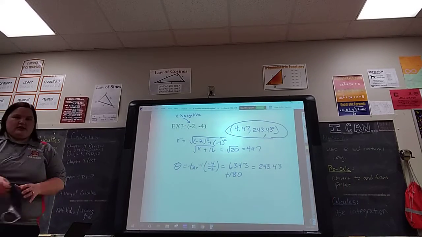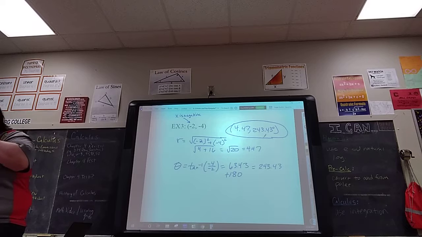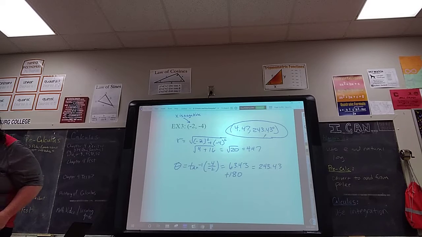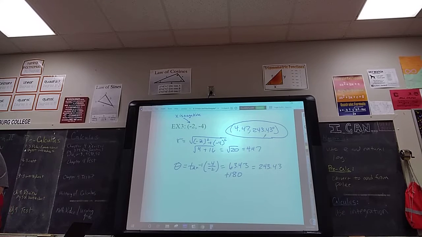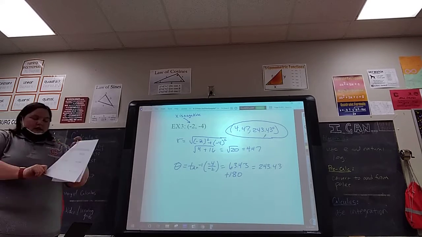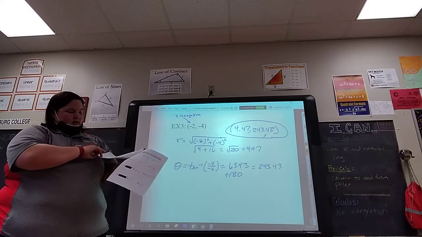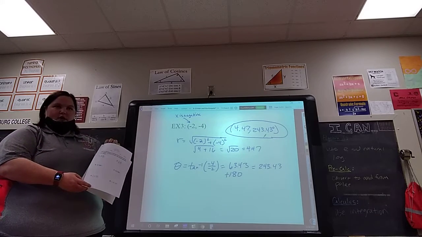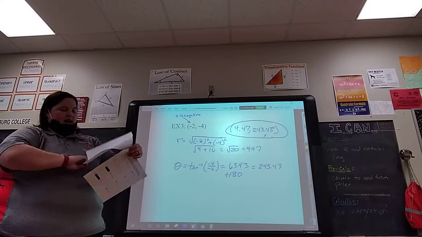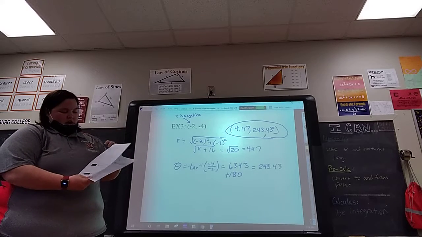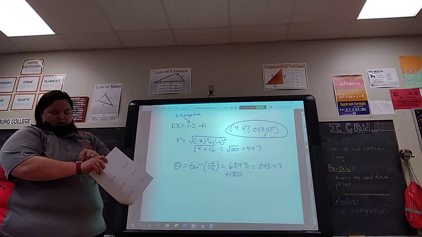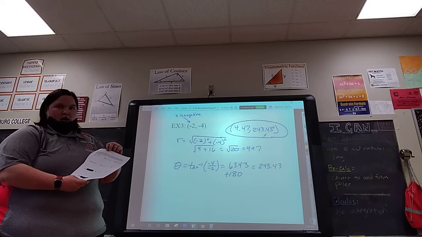Now we're going to get a worksheet that has just a mixture of all these different types of conversions. The first page, both front and back, those are all r and theta format, and you're going to convert them into x and y. And then this last page are x's and y's, and you convert them into r's and thetas.